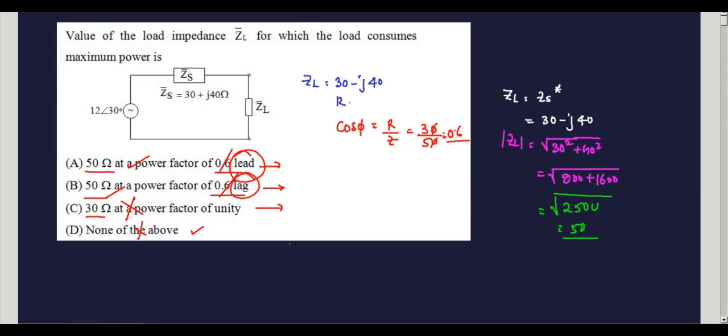This looks like R minus JXC. If ZL equals RL plus JXC, compare with that equation: we get R minus JXC. So it is leading in nature. So I neglect this option, and I go for this option.